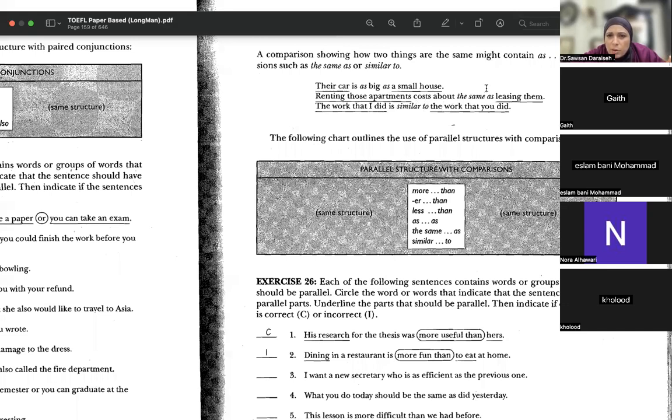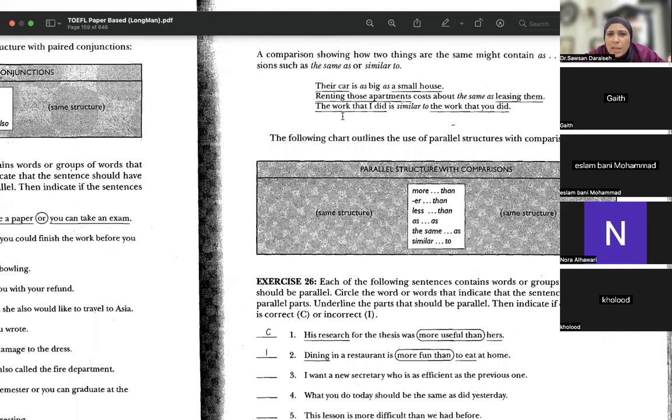Meaning their price is about the same, "as", and after "as" the new structure appears: leasing them. So before the verb, what comes before must resemble what comes after "as". Look after "as", because this structure is as follows: the same as. The verb before is also included in the comparison. So renting those apartments costs about the same as what? Leasing them. So renting those apartments is, in terms of structure, like leasing them.